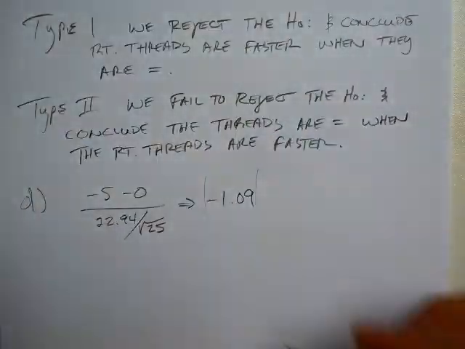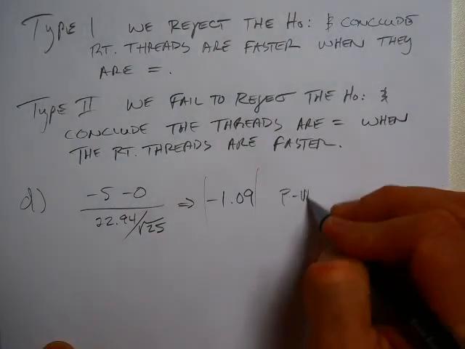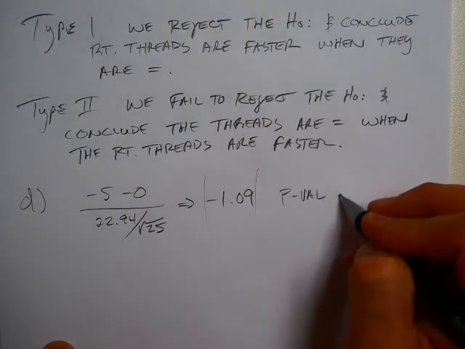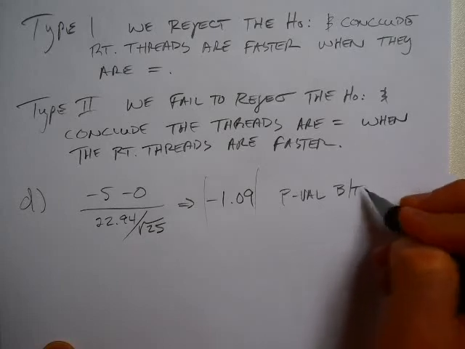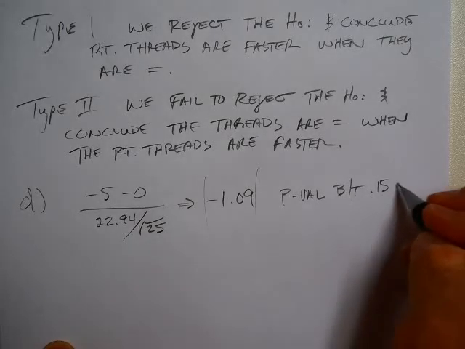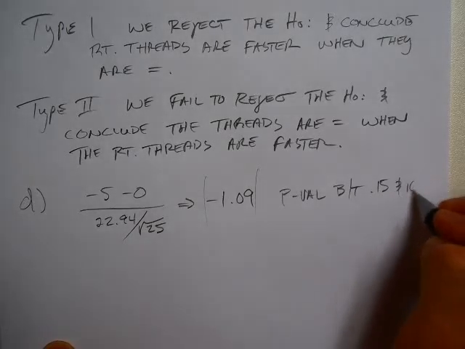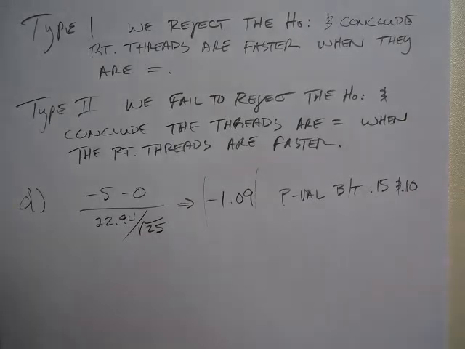So the p-value is between 15 and 10%. Would that be significant at alpha is 5%? If the p-value is greater than alpha, is it significant? No, so we would fail to reject on this one. So this is not significant.